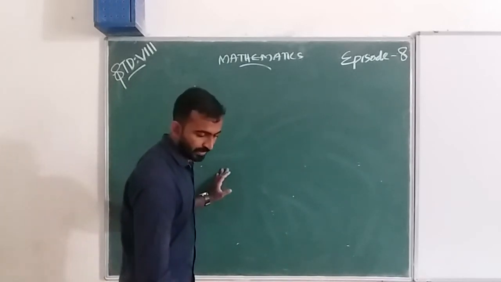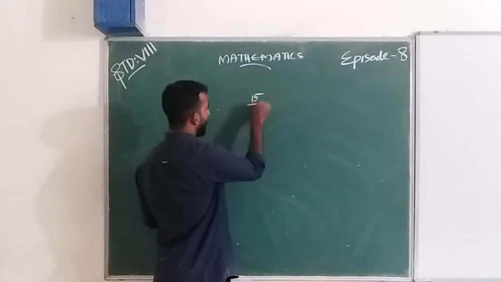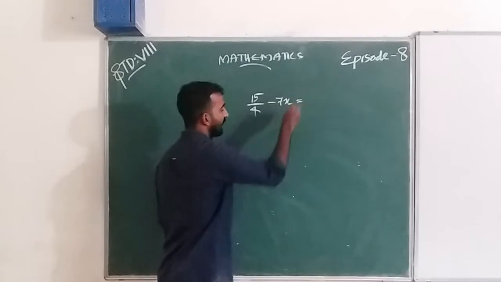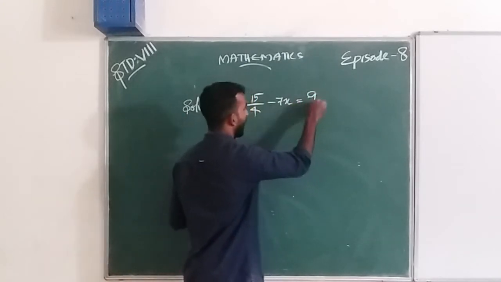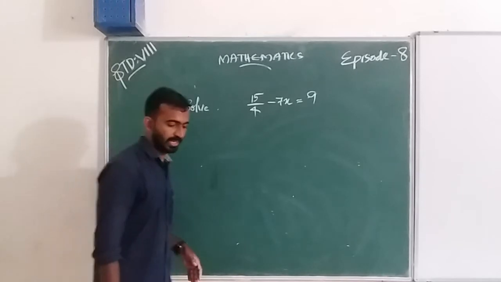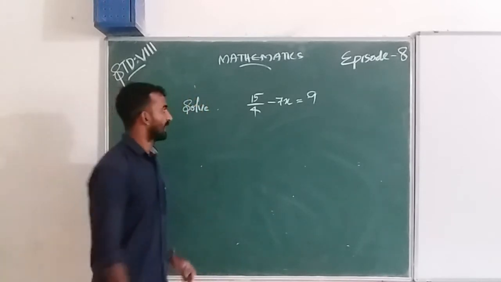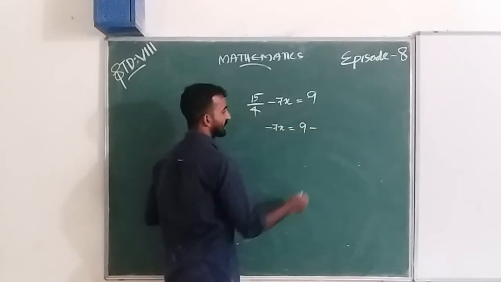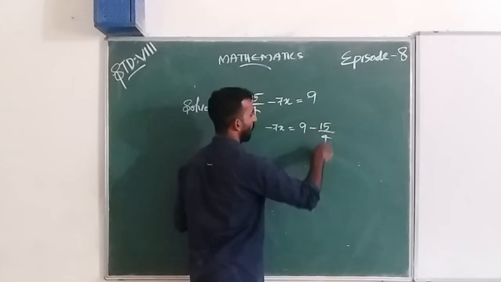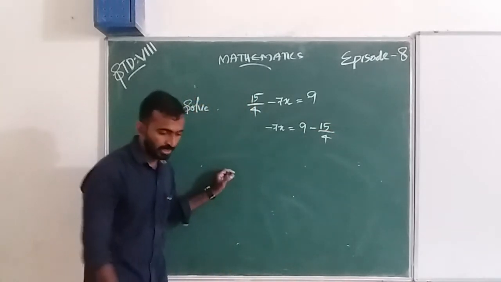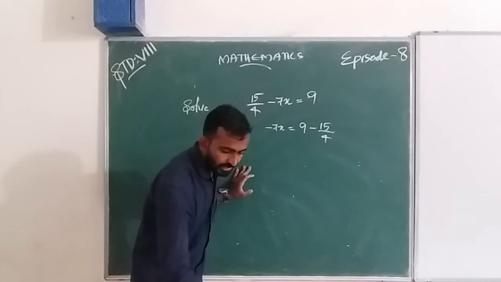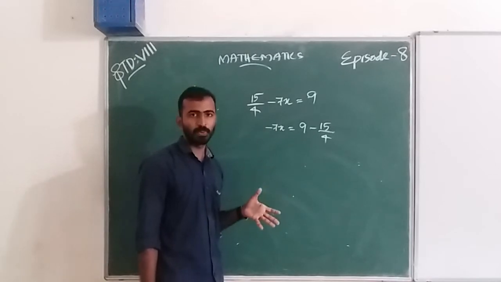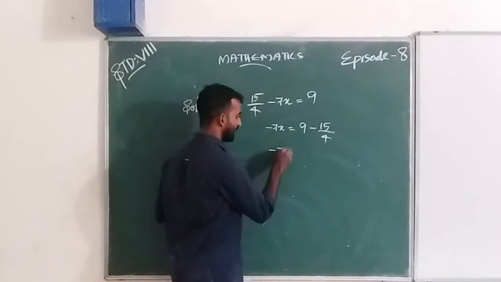Okay. For another example, 15 by 4 minus 7x equals 9. Here, negative 7x equals 9 minus 15 by 4. Is it? That is our question. Is this correct? Can you follow?